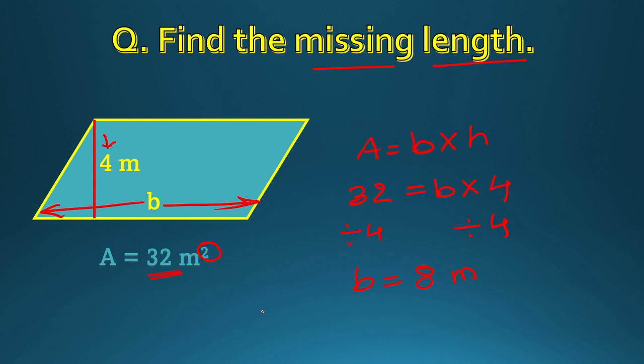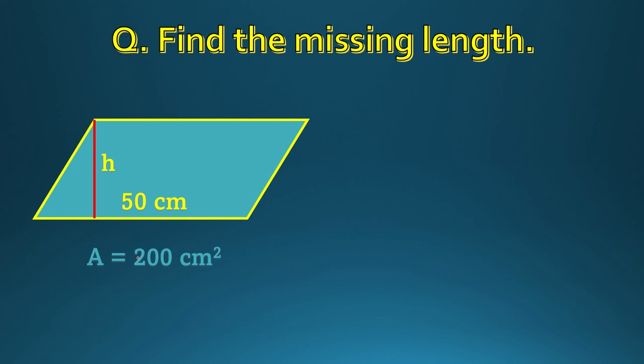Okay, I'm sure you understand this question. Now, let's talk about the next question. Now you see, I think this is all the same question, but here height is missing. So first, compulsorily, you will write the formula. A is equal to base multiplied by height. So A is equal to, this time, 200. B is 50. This base is B, so this is 50. Multiply H, we have to find.